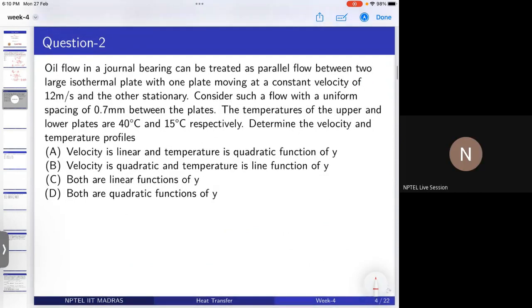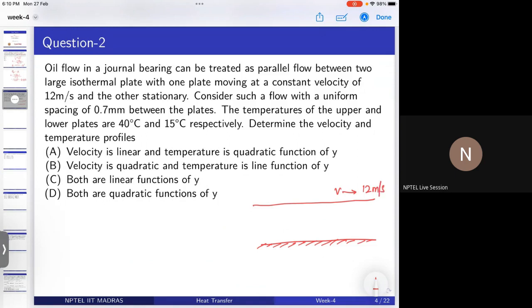Okay, let's move on to the next question. In this question, we have an oil flow in a journal bearing, which can be treated as a parallel flow between two isothermal plates, with one plate moving at a constant velocity of 12 meters per second and the other stationary. So this is a flow between two flat plates. The lower plate is stationary and the upper plate is moving with a velocity of 12 meters per second.